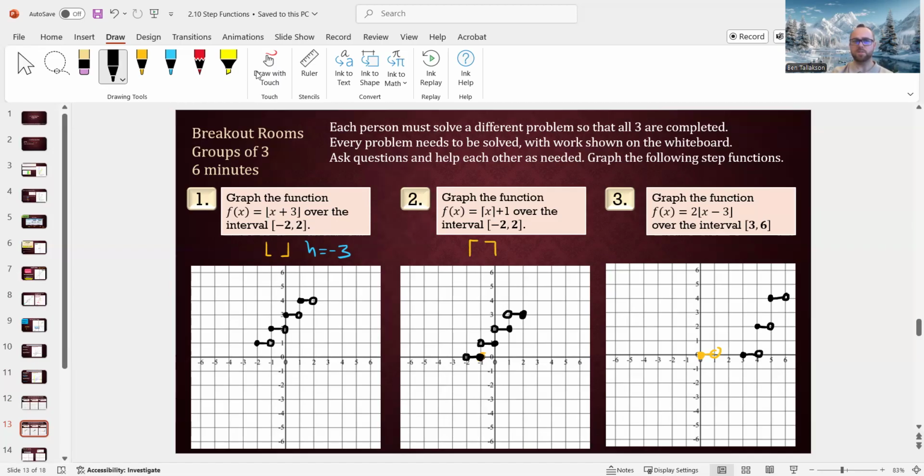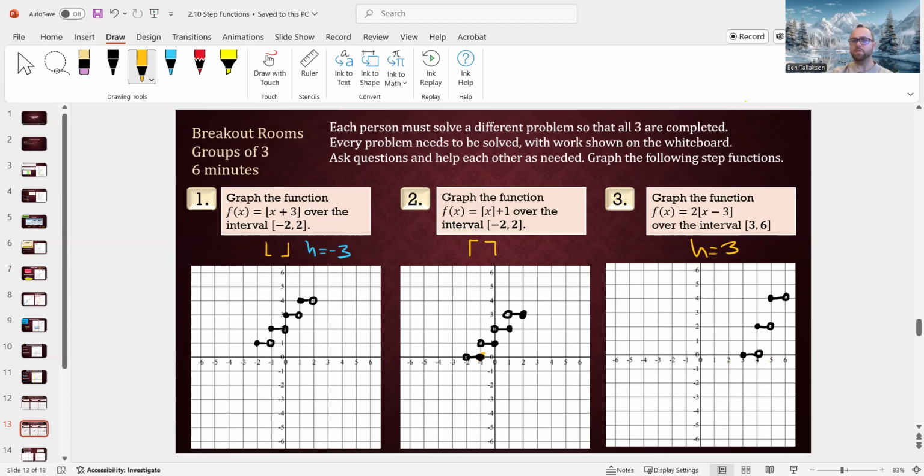So dishonest H, we see H looks like -3, so it's actually +3. Sneaky guy. Move to the right 3. So 1, 2, 3, solid dot right there. And the rest of the line segment follows. We see that. Now what happens?